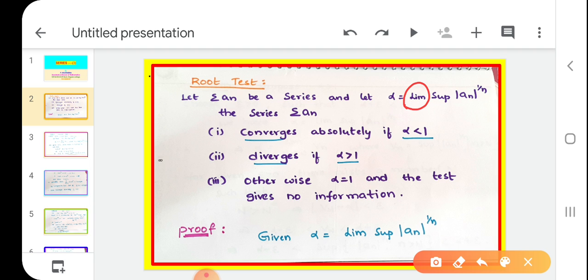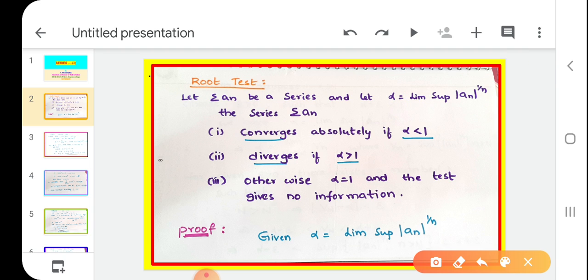What is the series here? Summation a n is the series. But we find the limit value of a n whole power 1 by n. The given series has a n as its term, but we take a n whole power 1 by n and find that limit. Alpha is the value of that limit.